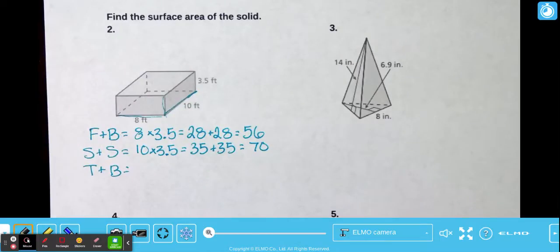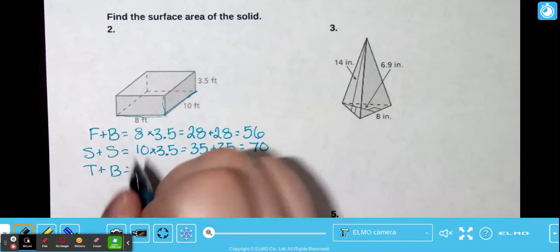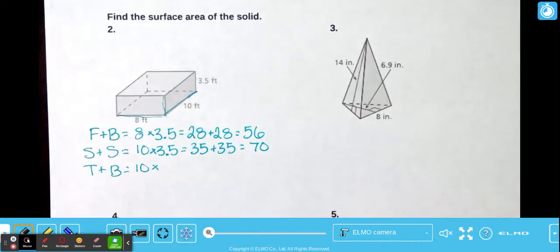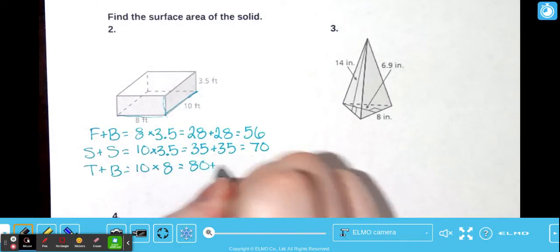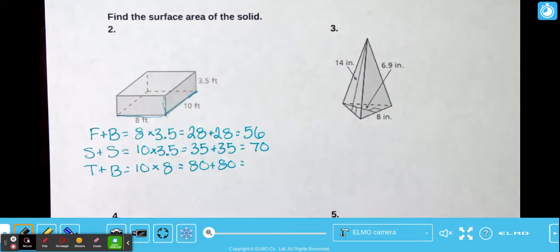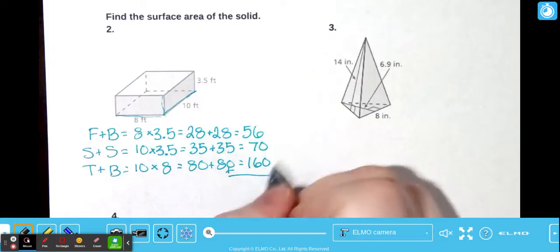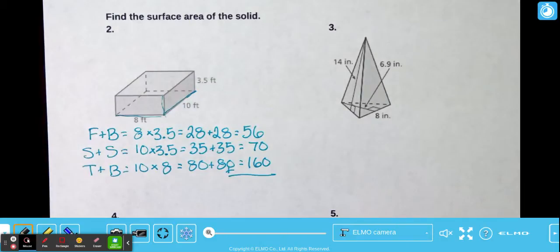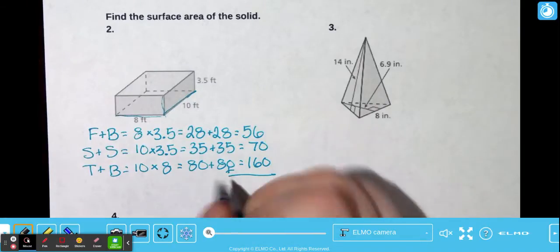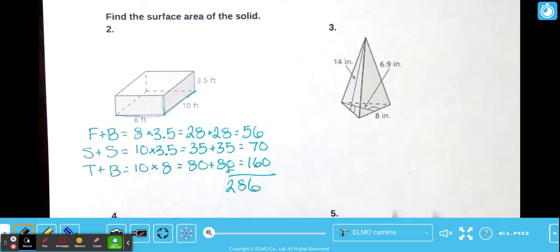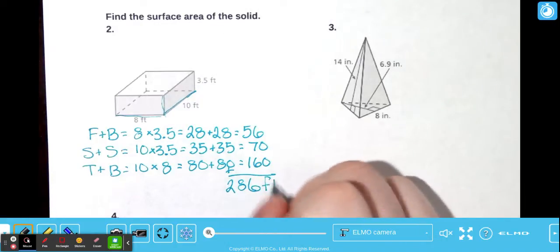Okay, then we have our top and our bottom. So looking at the bottom, what is the base length? Okay, 10. What's the height? 8. Which gives me 80. And there are 2 of them, so we'll do 80 plus 80. Okay, and then what's my final step? Add these 3 numbers together. So again, on a calculator, because we don't want to make little errors. We want to just make sure we're doing all of the math exactly right. We get 286 what? Feet squared.